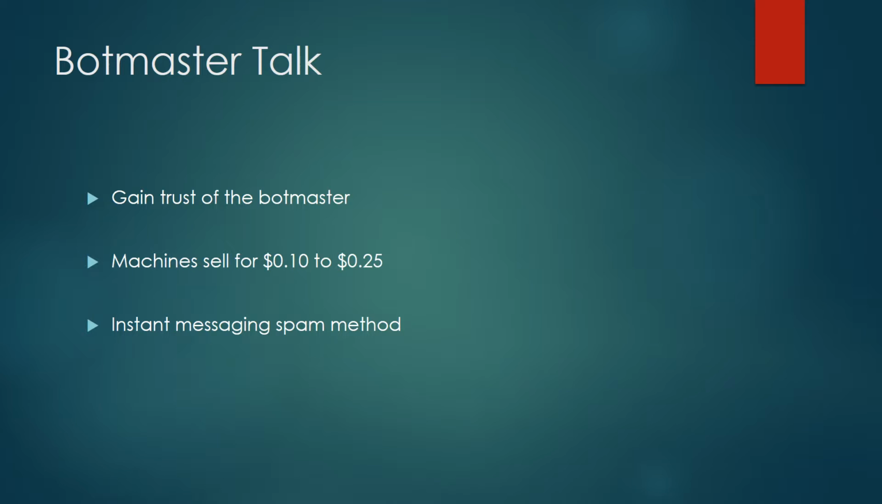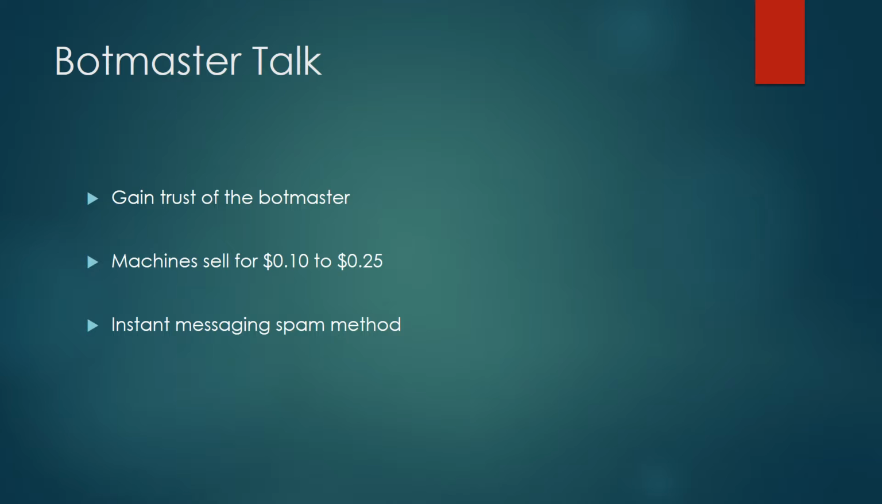Now, talking to the bot master is something that the researchers wanted to do because they wanted to find out why the bot master was doing this. The first thing, obviously, that they had to do was gain the trust of the bot master. From there, they found out through the bot master that he had recently sold machines for $800 and that most machines were running from 10 to 25 cents each.